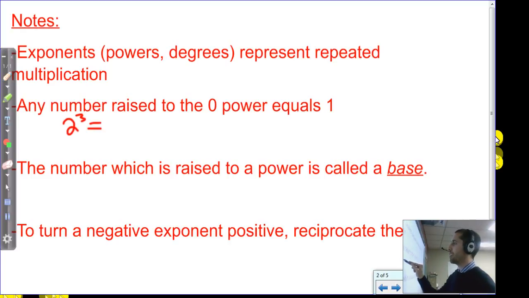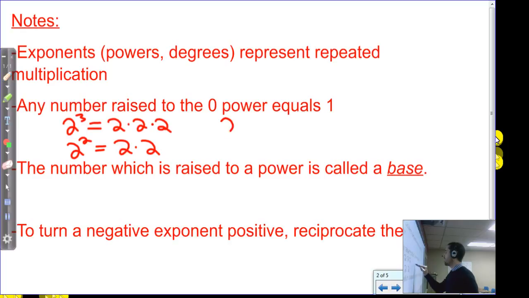If you had 2 to the third, we know that means 2 multiplied by itself 3 times, or 2 times 2 times 2. 2 to the second, then, would just be 2 times 2. 2 to the first, every number that doesn't have an exponent is really to the first. But 2 to the first is just 2. So why is 2 to the 0 equal to 1?